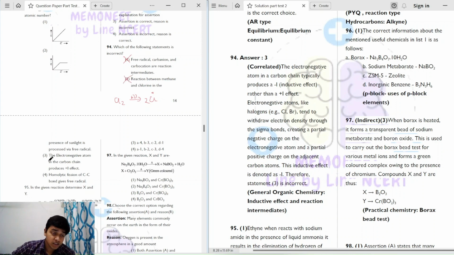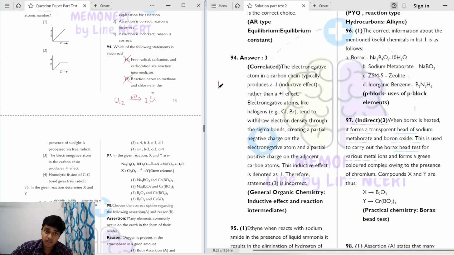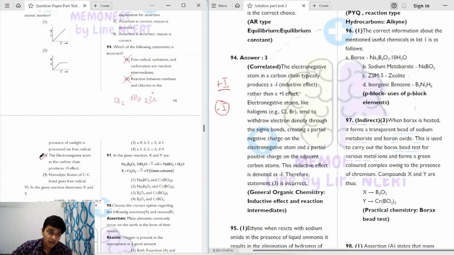If we take a look at statement 3, it says that the electronegative atom in a carbon chain produces a plus I effect. So this is a wrong statement, because plus I effect means an electron donating inductive effect, right? An electronegative atom tends to pull the electrons away from the carbon chain. When a group is pulling electrons away, it is known as the minus I effect. So an electronegative atom applies a minus I effect, not a plus I effect. So statement 3 is incorrect, and this will be our answer. Okay, moving on to the next question.